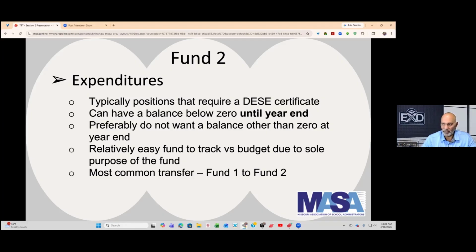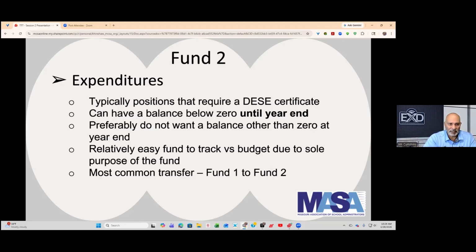You can have a balance below zero. That's what I just talked about until year end. No fund is allowed to have a balance below zero at the end of the year. Preferably, you don't want a balance other than zero at the end of the year. There are some reasons for that. And if your district has a specific need for keeping it above zero, then there may be some unique situations. But preferably Fund Two. Most of the time when you look at ASBRs, their Fund Two at the end of the year is zero.